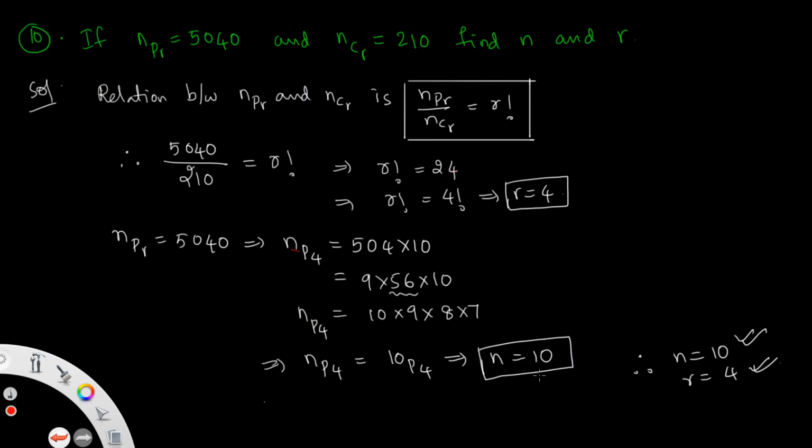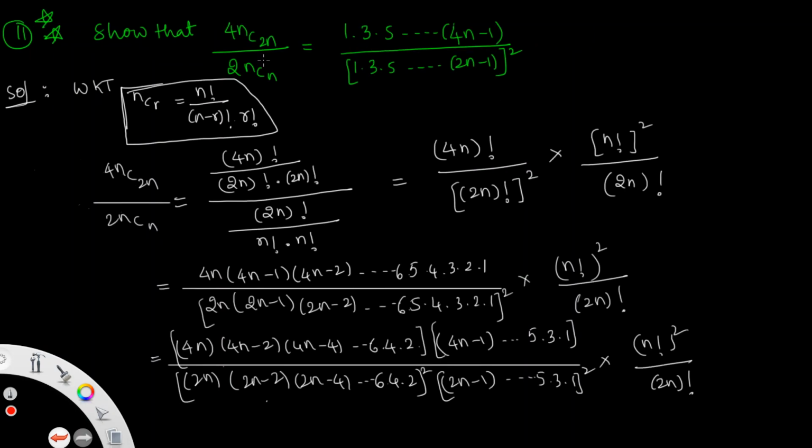Then go to the most important question in the IP and any objective JEE means also. Show that 4nC2n by 2nCn equals 1 into 3 into 5 and so on up to 4n minus 1, by 1 into 3 into 5 and so on up to 2n minus 1, whole square. So 4n, the half of the term, divided by 2n, the half of which is n. The division of these terms becomes this value. So treat it as a formula for JEE Mains and apply the procedure as it is for IP.